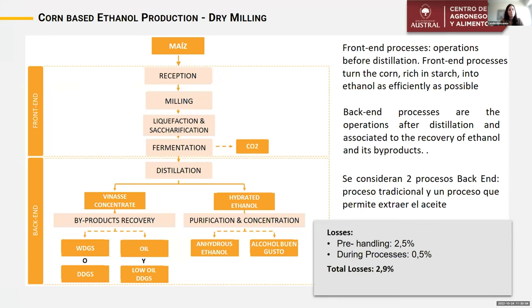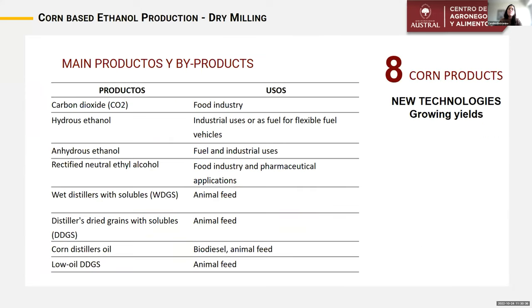We can divide the process into two different stages, front end and back end. Front end operations are the operations before the distillation, and there we can get carbon dioxide. The back end processes are the processes after distillation, and they are associated with the recovery of ethanol and the byproducts. The main products resulting from these processes are eight, and they have a variety of uses.